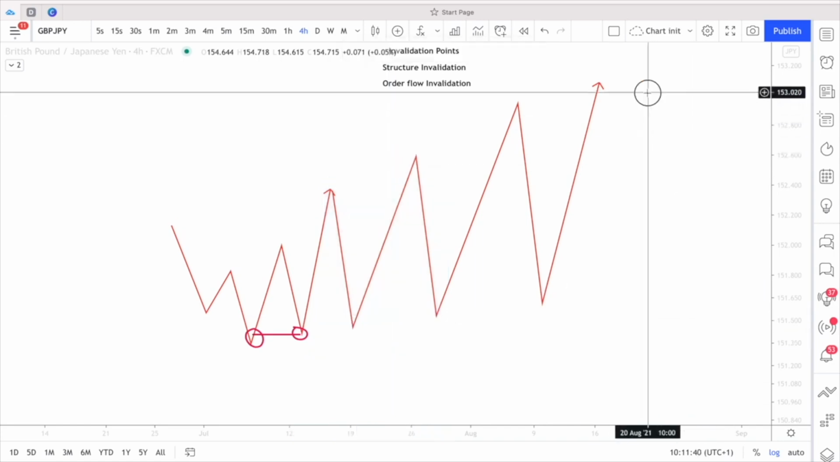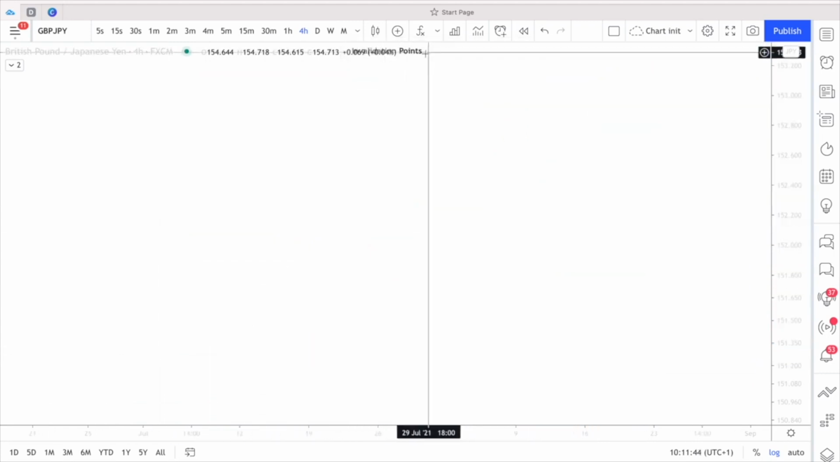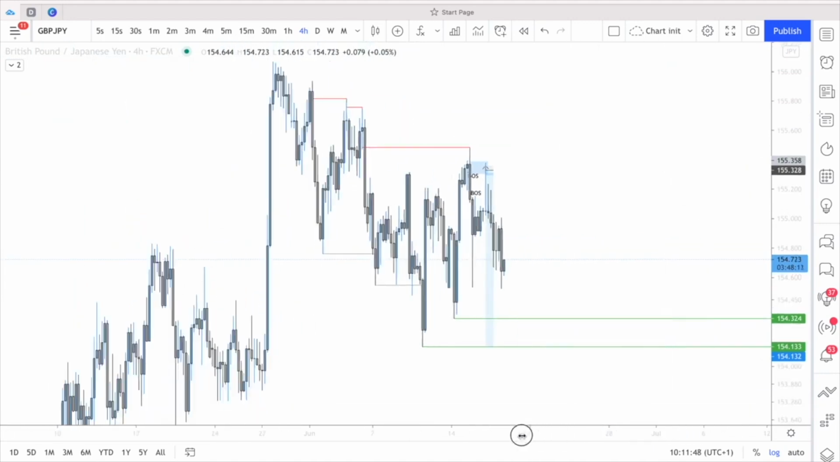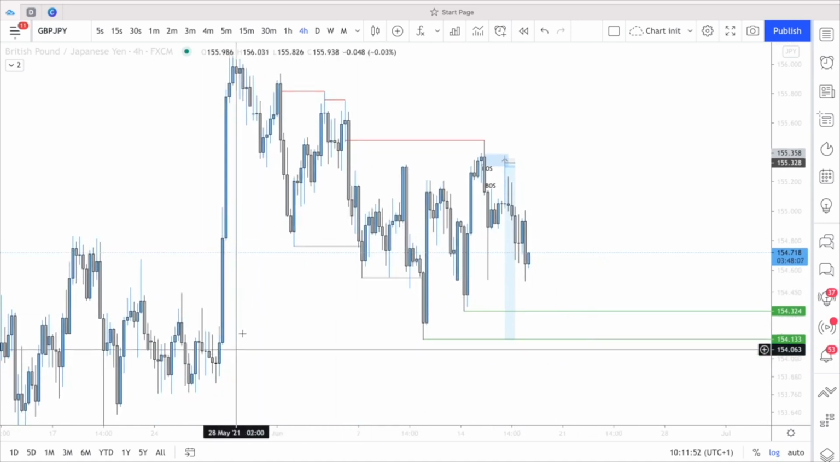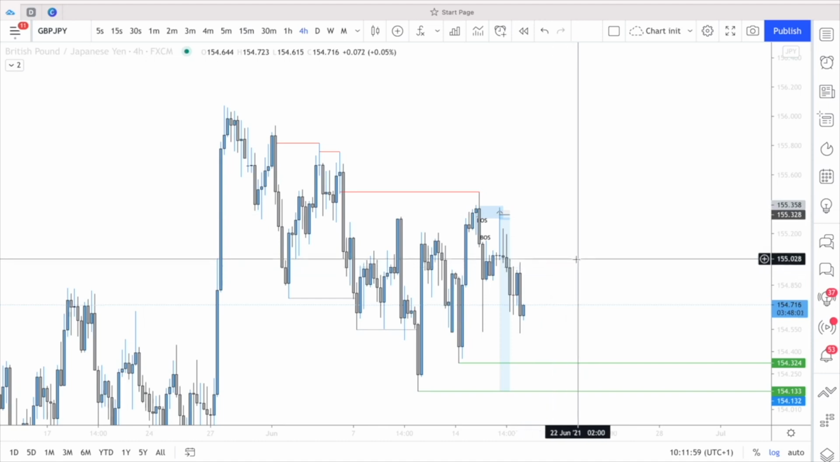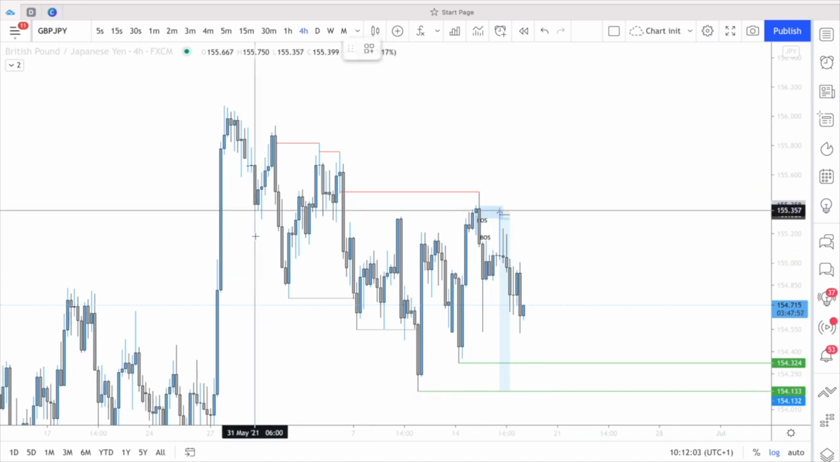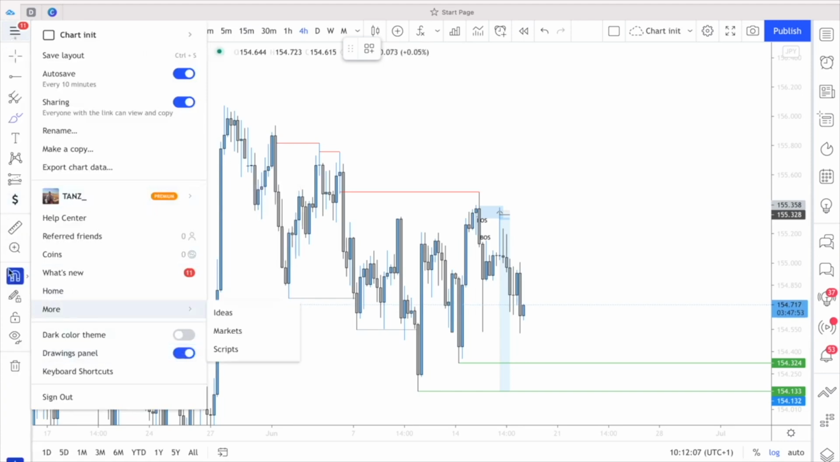So let me get rid of this and we can look at a chart together. I've got GJ at the minute. There we go. I'm not going to talk about the structure point at this point. I'm just going to talk about what's actually going on here and where safely we can put our stop losses and where the last invalidation points occurred.